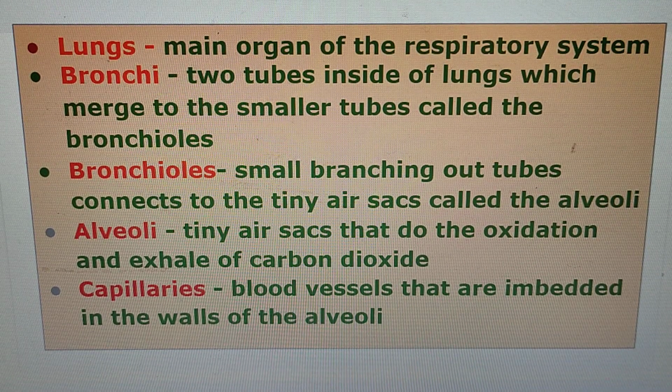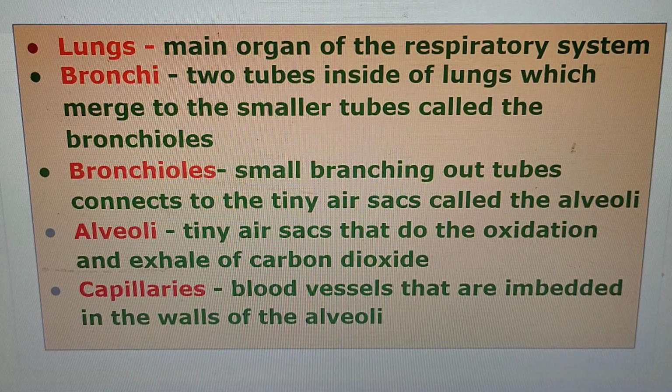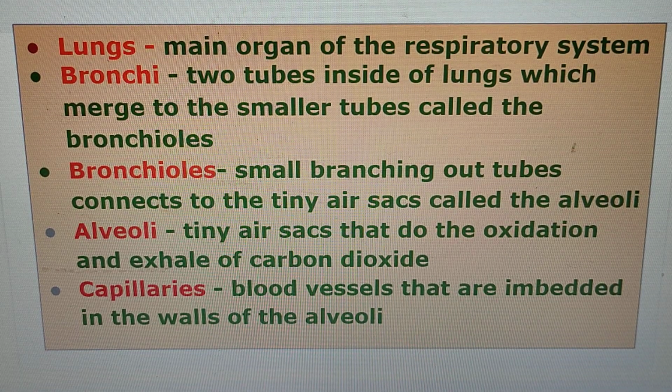Next is the lungs, the main organ of the respiratory system. There are the bronchi, the two tubes inside the lungs which merge into smaller tubes called the bronchioles. The bronchioles are small branching tubes that connect to tiny air sacs called the alveoli, and the alveoli do the oxygenation and the exhale of carbon dioxide. There are capillaries, the blood vessels embedded in the walls of the alveoli. So guys, these are the components of the respiratory system, the organs and tissues that you can find in the respiratory tract.